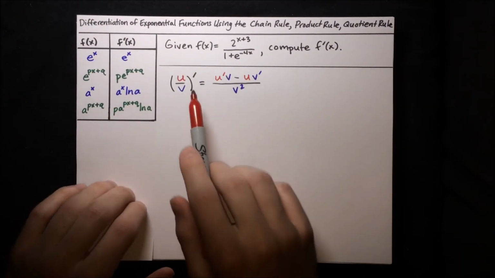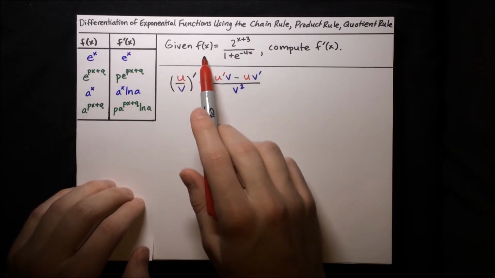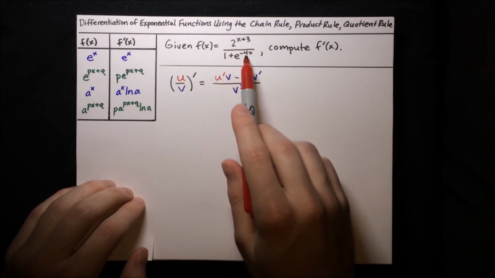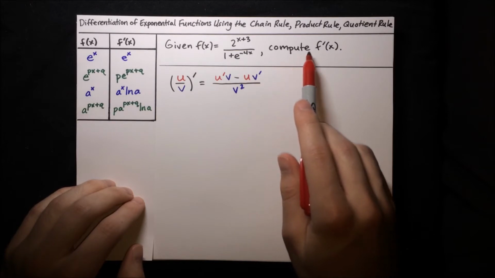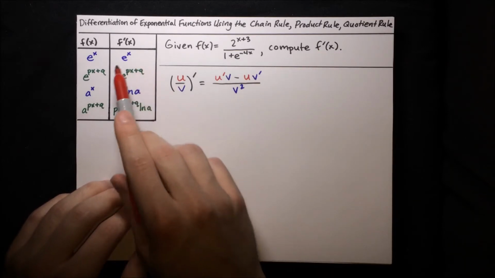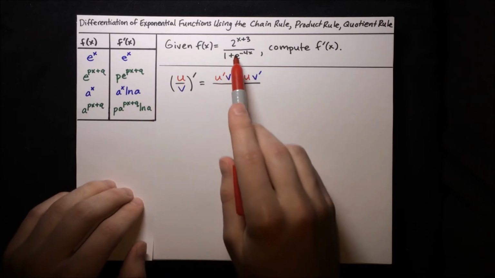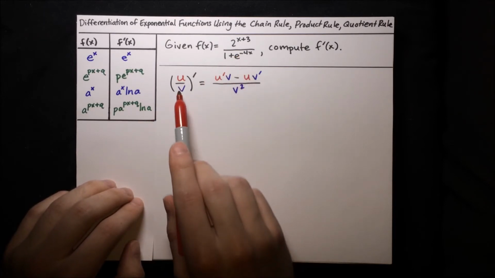Alright, here's another example. Pretty similar. We're given this function. f of x is 2 to the x plus 3 over 1 plus e to the negative 4x, and we want to compute the derivative f prime of x. And we've got our table of rules for derivatives of exponential functions. This time it's a quotient though, so we're going to end up using the quotient rule.